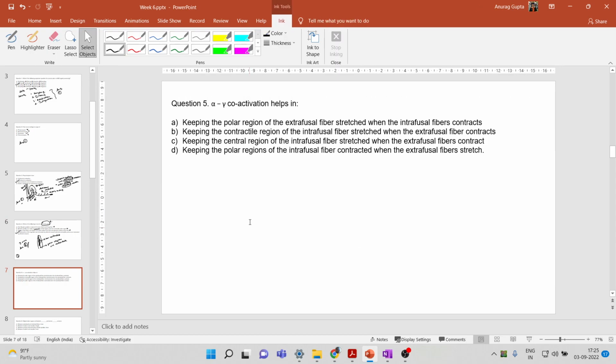Moving on to the next question. Question 5. Alpha gamma coactivation helps in. So again, this is an important question. This concept itself is important. I'll give you guys around 1 minute to answer this, and then we'll go through this together.